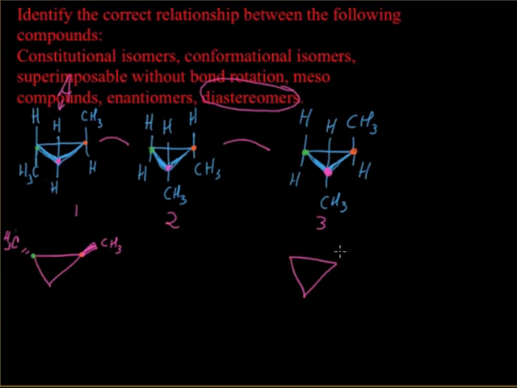Now let's do that over here real quick. We've got this orange carbon, methyl group is coming towards us, that's a wedge. And the other one is going away from us, that's a dash. Okay, now that we've done that, let's try and name each one.